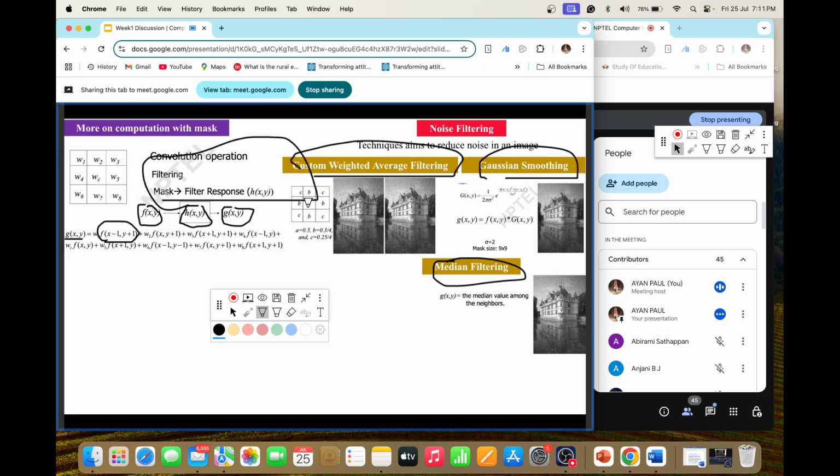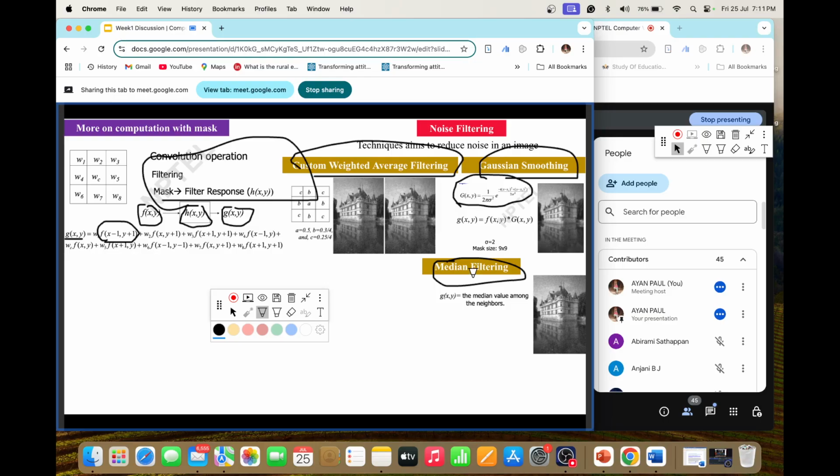Custom weighted average means this is how we are choosing a mask in case of custom weighted filter. For this Gaussian smoothing, the mask we are choosing will be coming from a Gaussian distribution. So that is why Gaussian filtering.